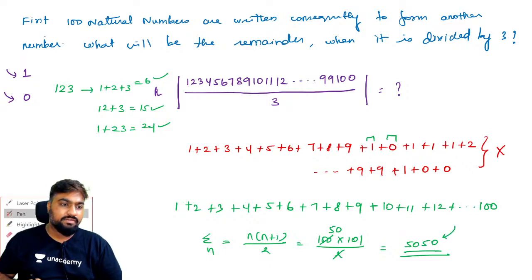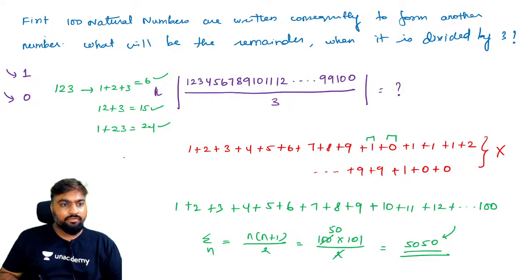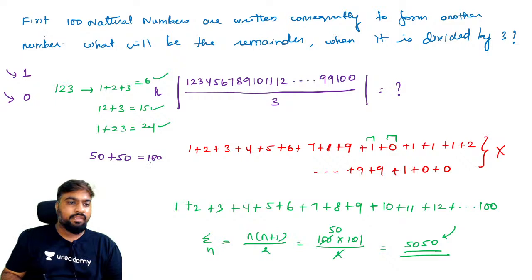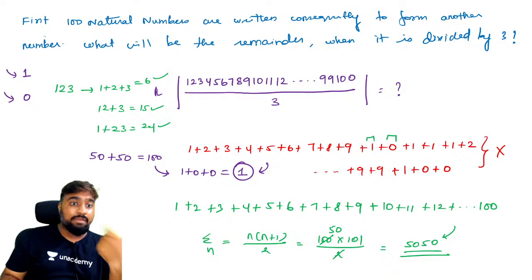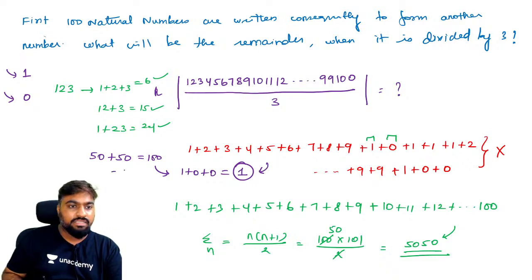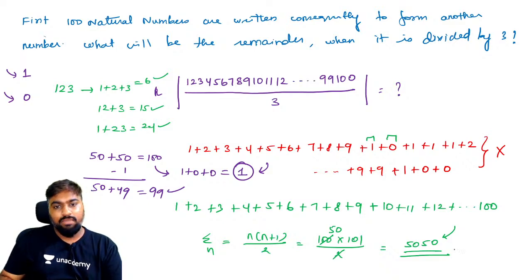I need to check if this is divisible by 3. How do I check that? 5050, if I add 50 plus 50, I get 100. That means if I add them, I get 1 plus 0 plus 0, that is 1. If this 1 wasn't there, if I had removed this 1, my number would have been divisible, correct? If I remove this 1 from this 50, let's say, what would I get? I would get 5049. So 50 plus 49, 99 is divisible by 3. Yes. So what is the remainder? Remainder when 5050 is divided by 3 is equal to 1.